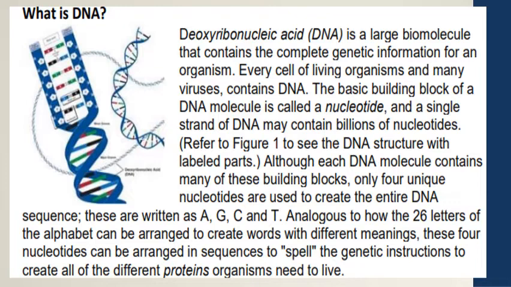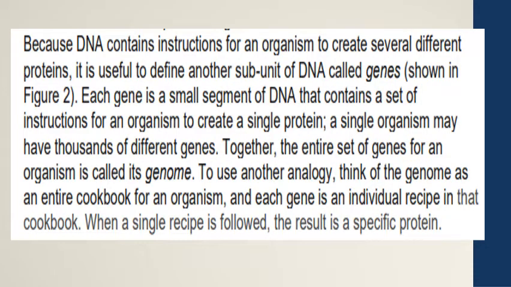Analogous to how the 26 letters of the alphabet can be arranged to create words with different meanings, these 4 nucleotides can be arranged in sequences to spell the genetic instructions to create all of the different proteins organisms need to live. Because DNA contains instructions for an organism to create several different proteins, it is useful to define another subunit of DNA called genes, shown in Figure 2.